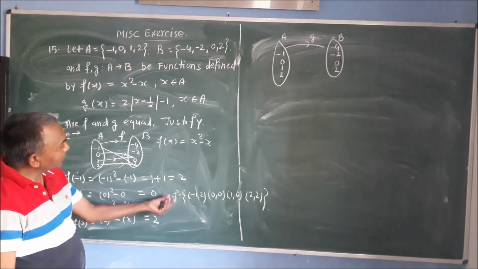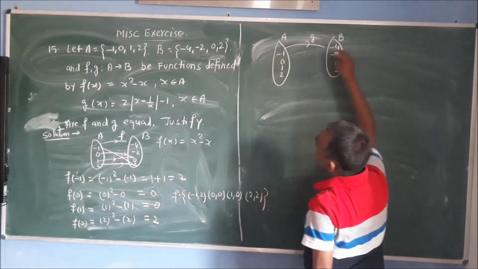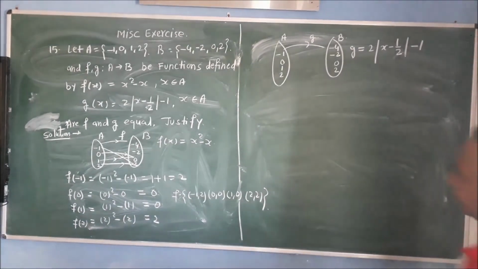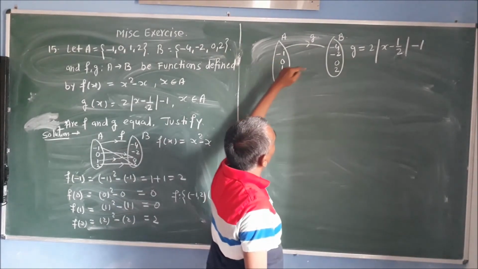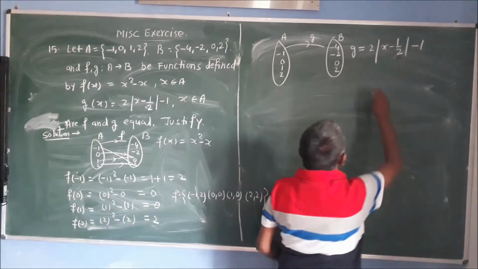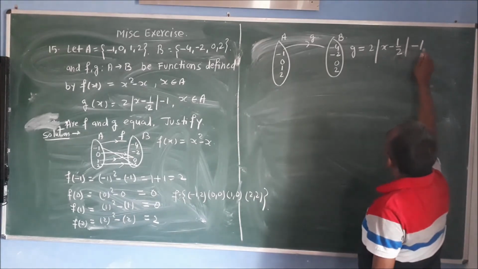Again, calculate the elements of function g. So here is the function g. See here, second case. Here is a set A, its elements are -1, 0, 1 and 2. Here is the set B, -4, -2, 0 and 2, and g is a function which is equal to 2 into mod of x minus 1 by x minus 1.